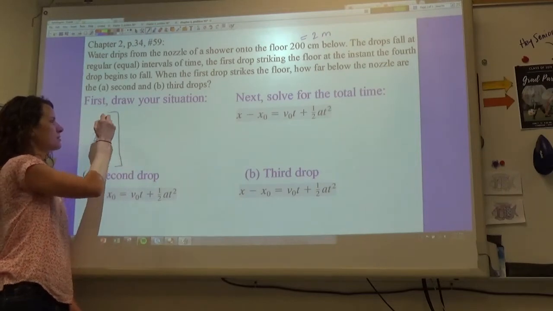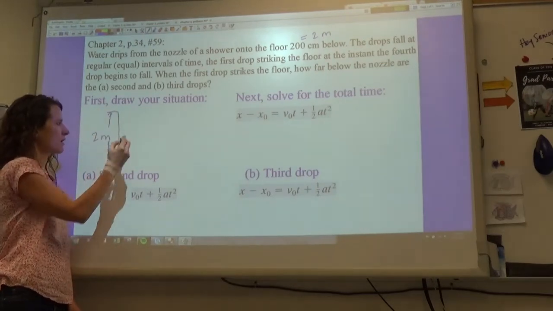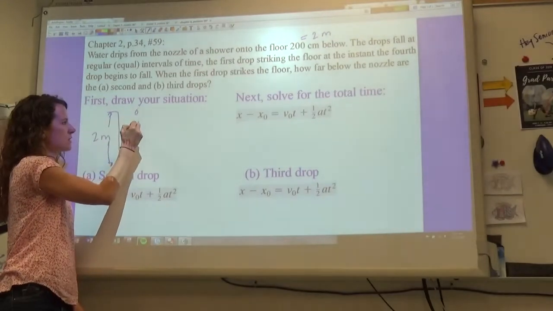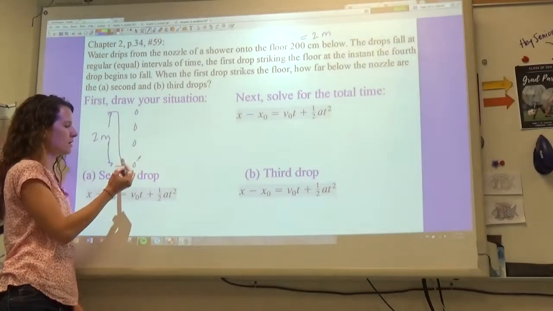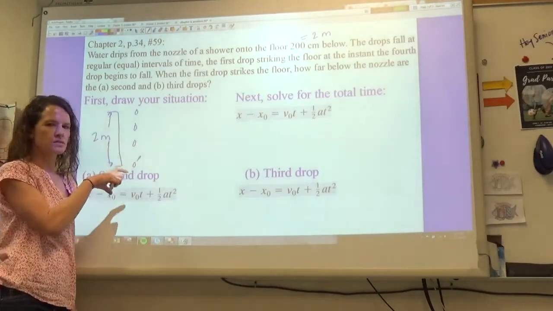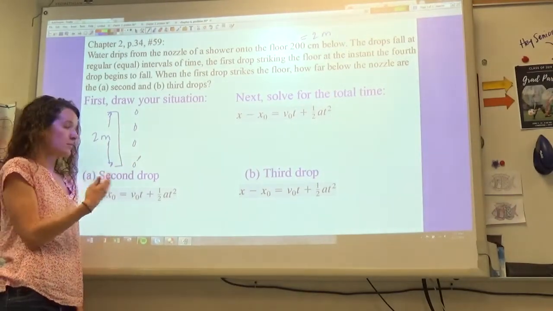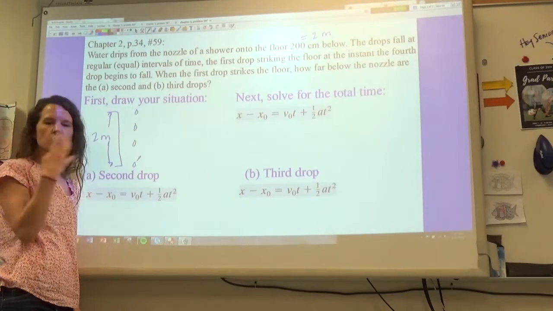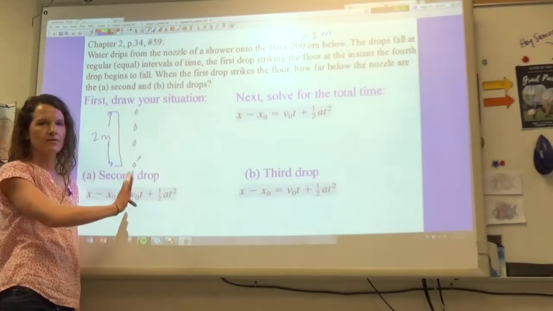Here's my 2 meters. And then I have 4 drops. So 1, 2, 3, 4. This is not to scale whatsoever. We know that they're not necessarily equal distances apart. They won't be. They're equal times apart. But since we're not sure about the distances, we can just sketch it out like this.